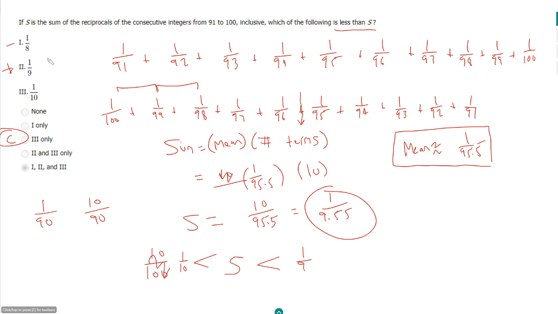If it's less than 1 over 9, it's also got to be less than 1 over 8. Based on this, the only number less than S is going to be 1 over 10, so C as well. Those are two ways of doing this. This is a hard question because there's really no way to be 100% sure either of those will work until you do it. C.